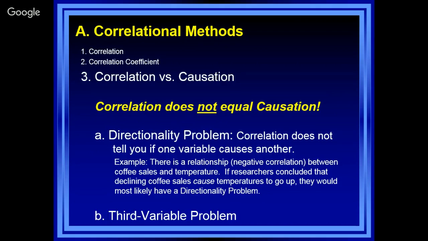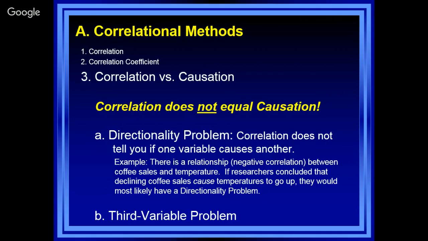But with correlations, remember, you've got to be able to go back and forth. So you should be able to say that declining coffee sales cause temperatures to go up. Well, that's ridiculous, isn't it? That's a directionality problem. You cannot assign causation to two variables that are correlated. They're just correlated. It doesn't mean they cause each other.